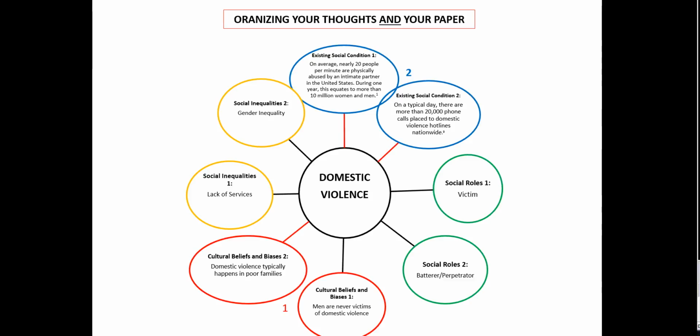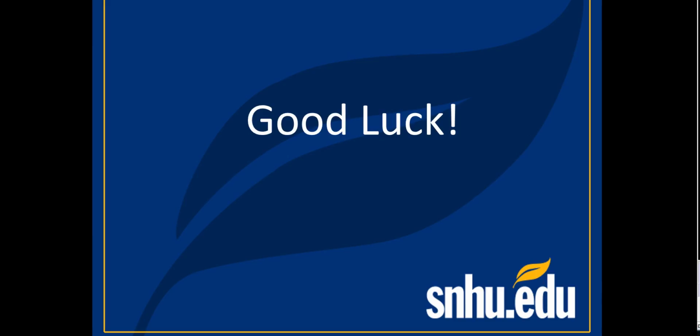So in the beginning, you talk about, this is what people think about the issue, there are common misconceptions on X, Y, and Z, but this is really what's happening. This is what's happening in society. This is the existing social condition. You want to then talk about the social rules that are attached to that social issue, followed by the social inequalities or lack of services. So overall, that is really where you want to go. And then in the end, you might want to talk about social change and wrap it all up.